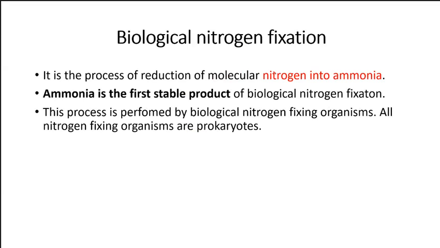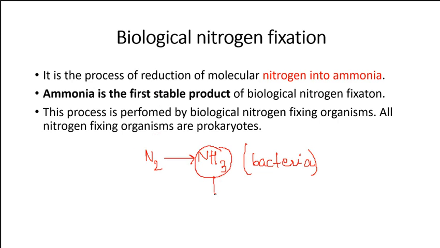What is biological nitrogen fixation? It is the conversion of molecular nitrogen into ammonia by some bacteria. Since the word biological is there, conversion by bacteria is known as biological nitrogen fixation. Here the end product is ammonia, and this is the first stable product of biological nitrogen fixation. All the bacteria involved here are prokaryotes. We will study the details of these bacteria in a few slides.